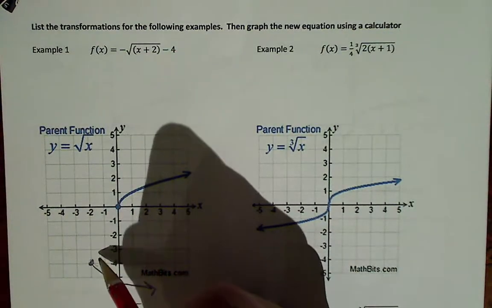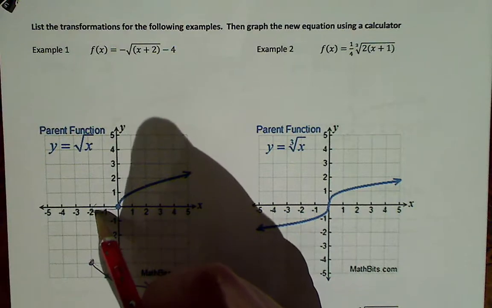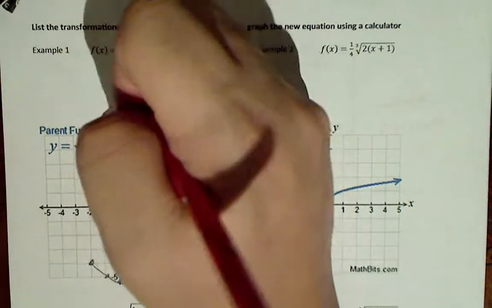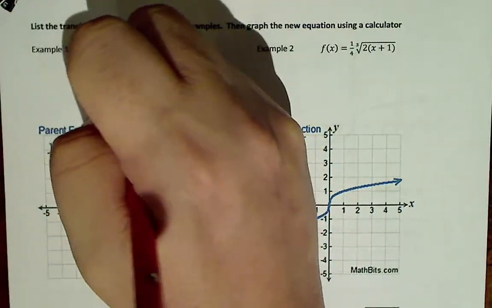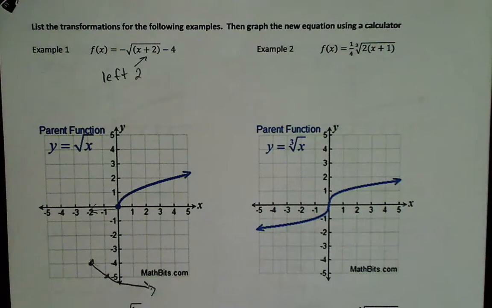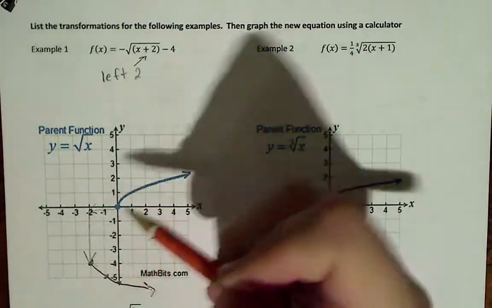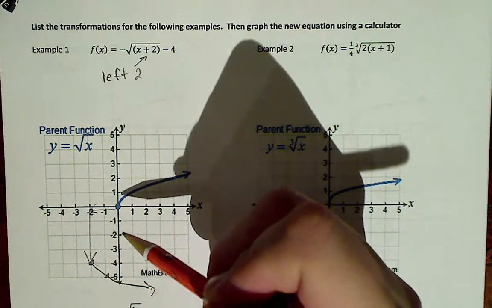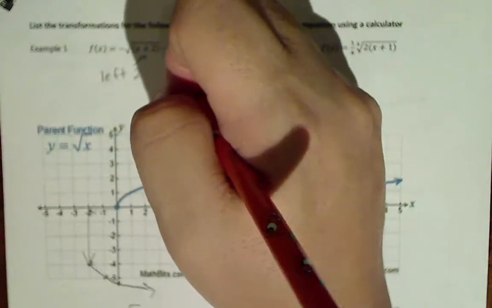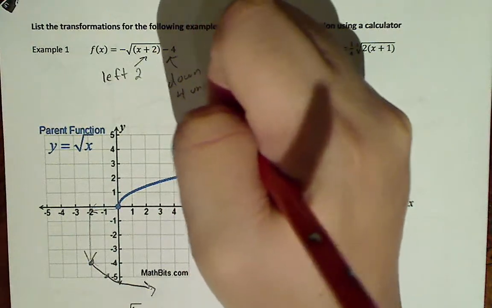To get from this point to this point, I had to go this direction 2 units, which is shifting left 2. So that's one of the transformations. Okay, and you can tell because of that plus 2 right there. I also had to go down 4 units to get to that point. Okay, and so this one right here tells me that I'm going down 4 units.